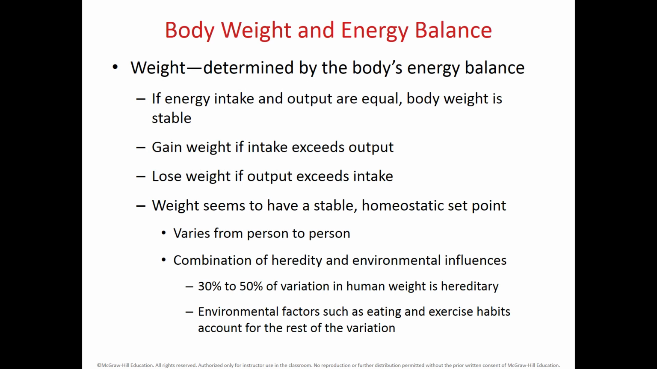Once we start ingesting nutrients and all these macromolecules form, we tend to store some of them. We can gain weight if the intake exceeds the output, and we can lose weight if the output exceeds the intake. In general, our weight seems to be stable at a homeostatic set point. However, weight can vary from person to person according to many factors, including heredity, environmental influences, your age, your physiological condition, etc. In general, 30 to 50% of the variation in human weight is based on genes, inheritance. Okay.